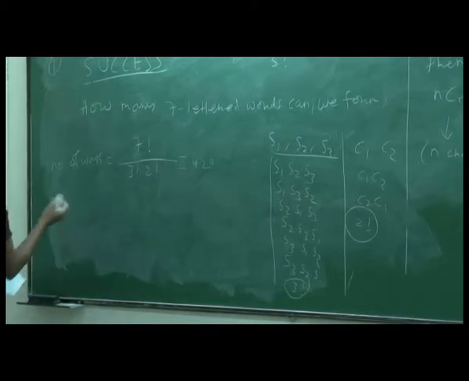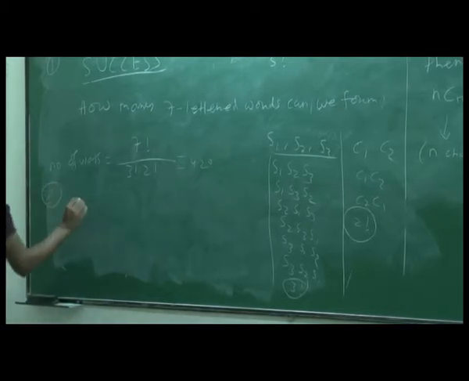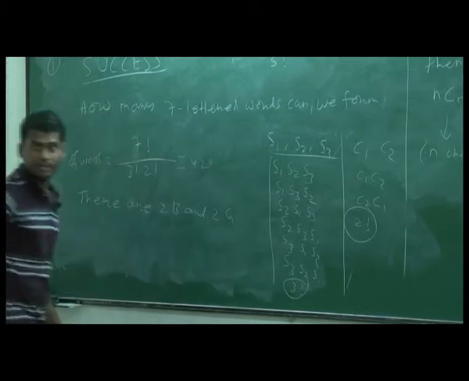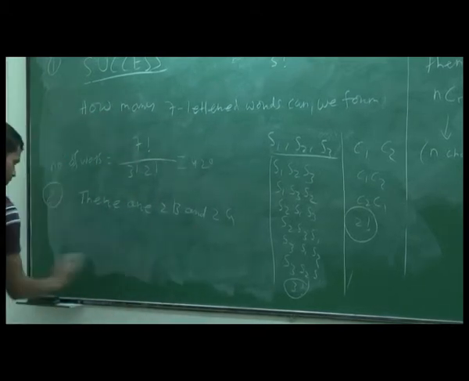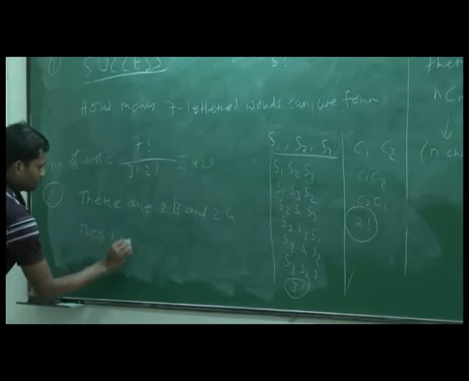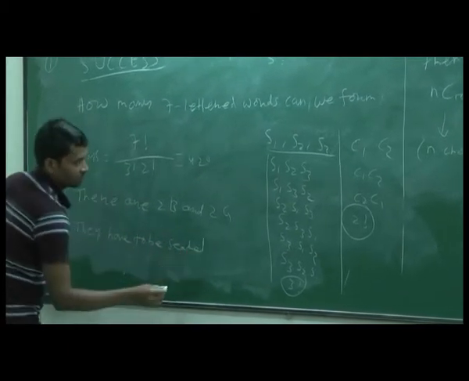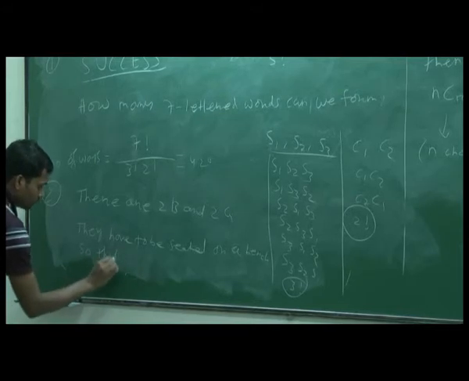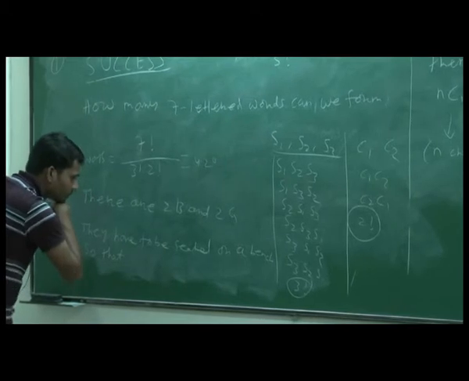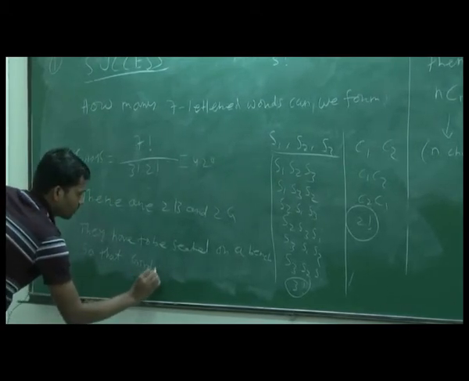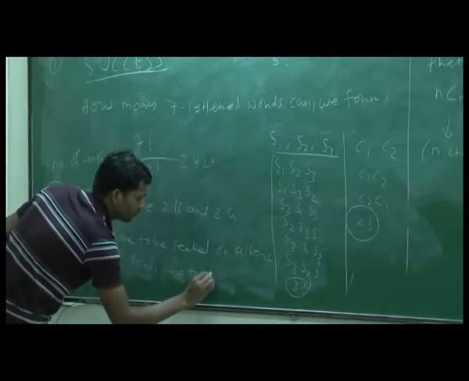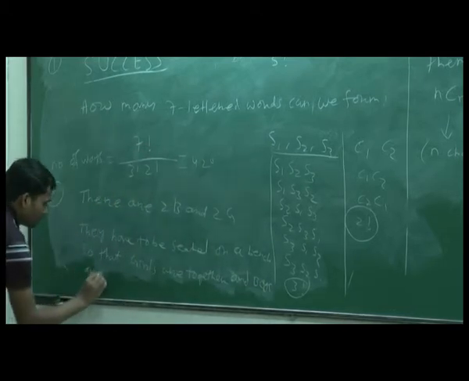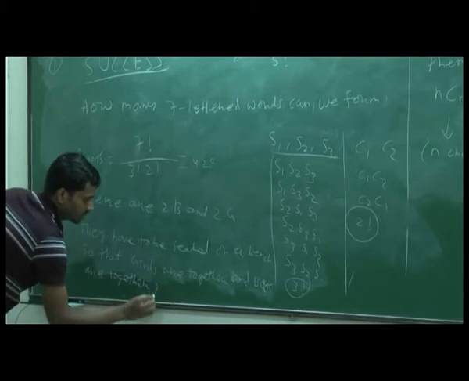Suppose there are 2 boys and 2 girls. They have to be seated on a bench so that girls are together and boys are together. So how many ways can we do this?